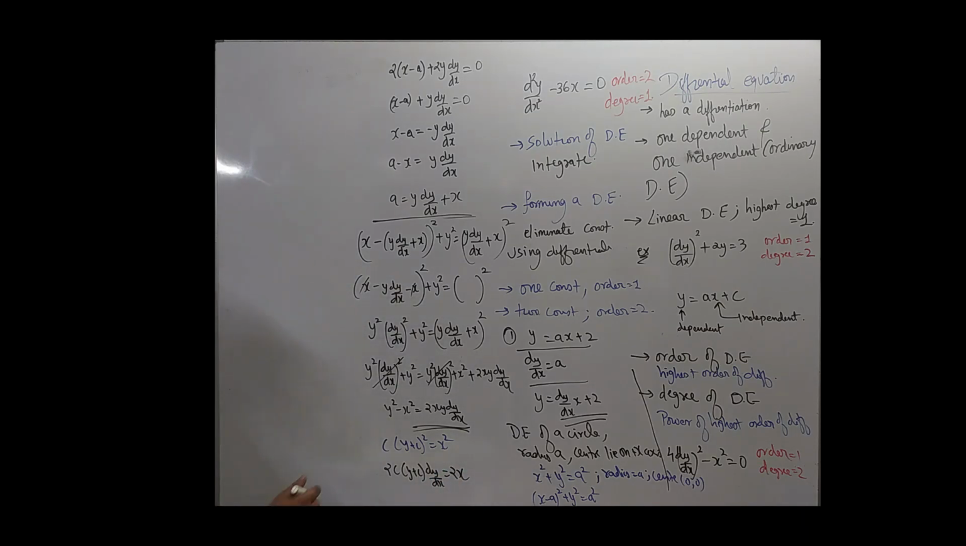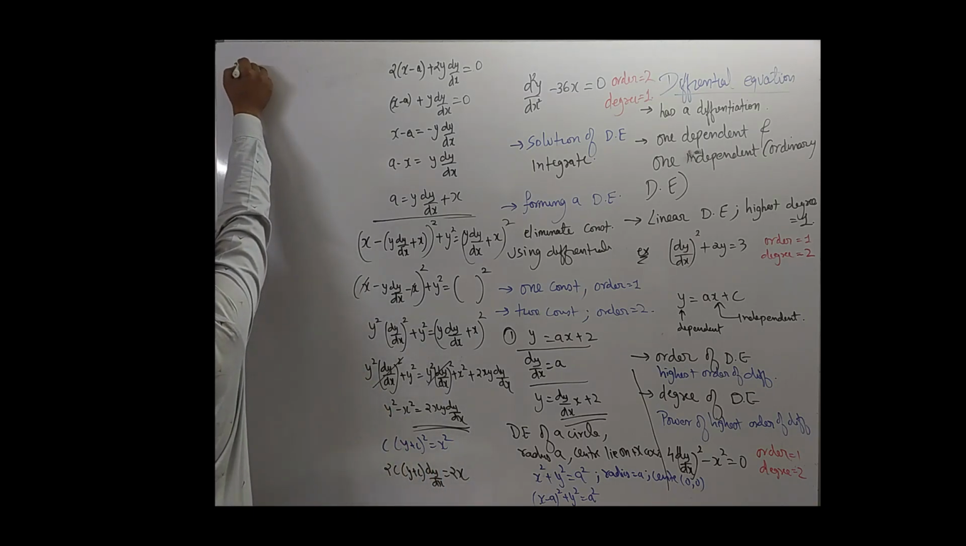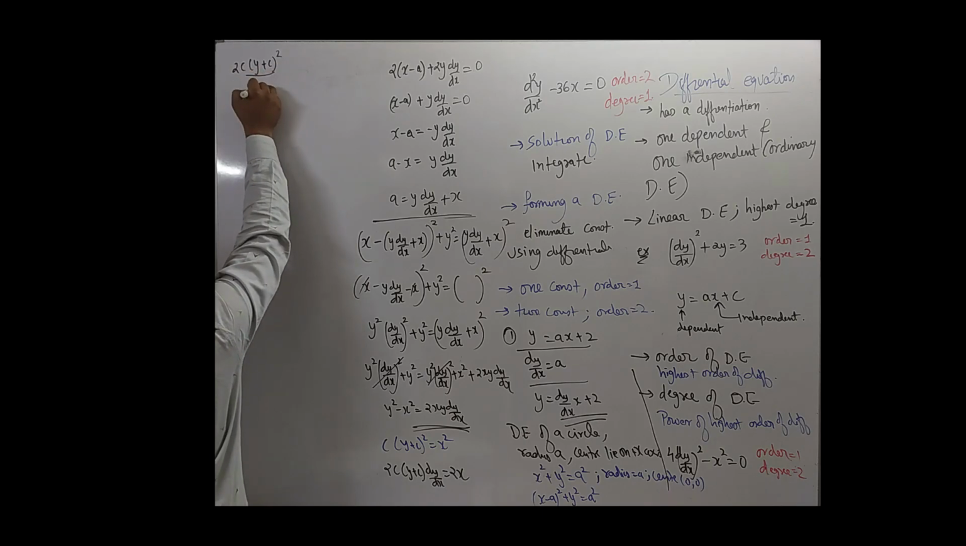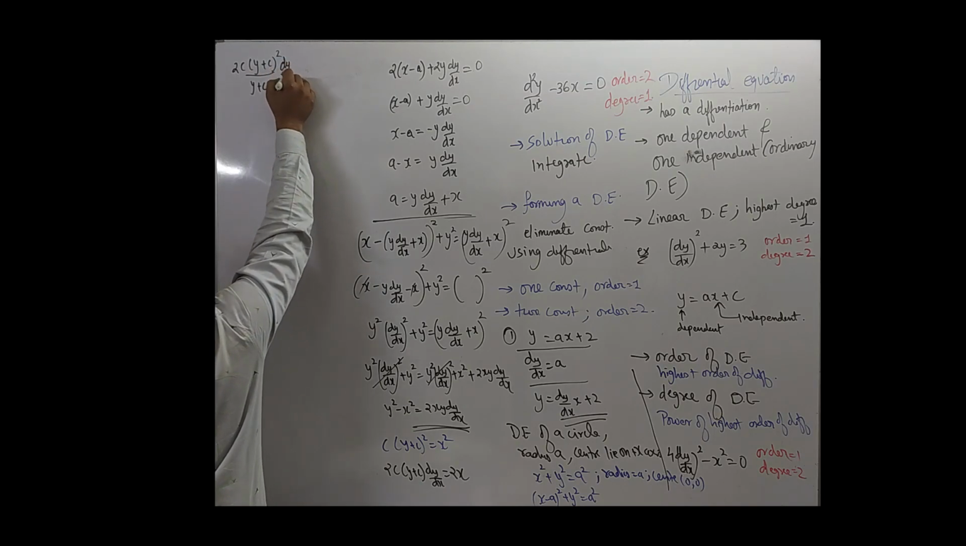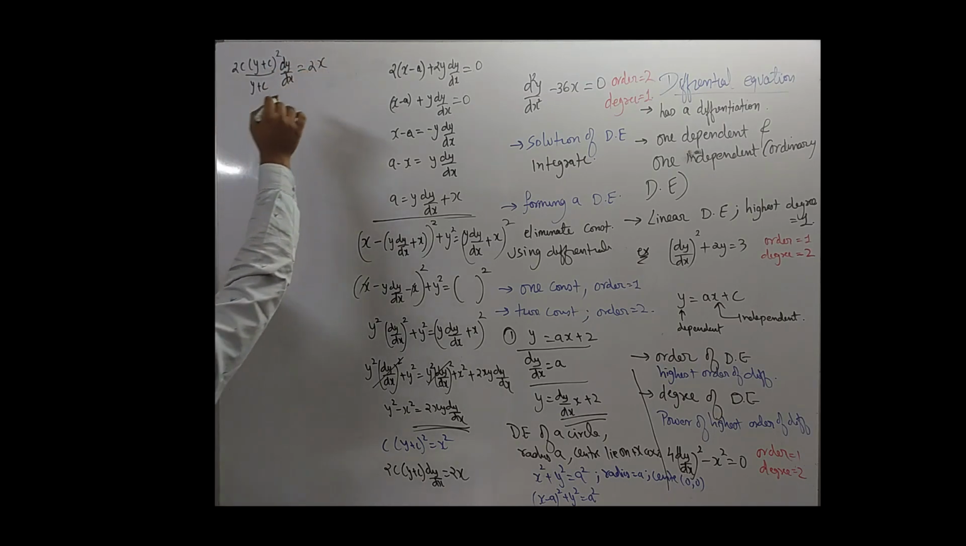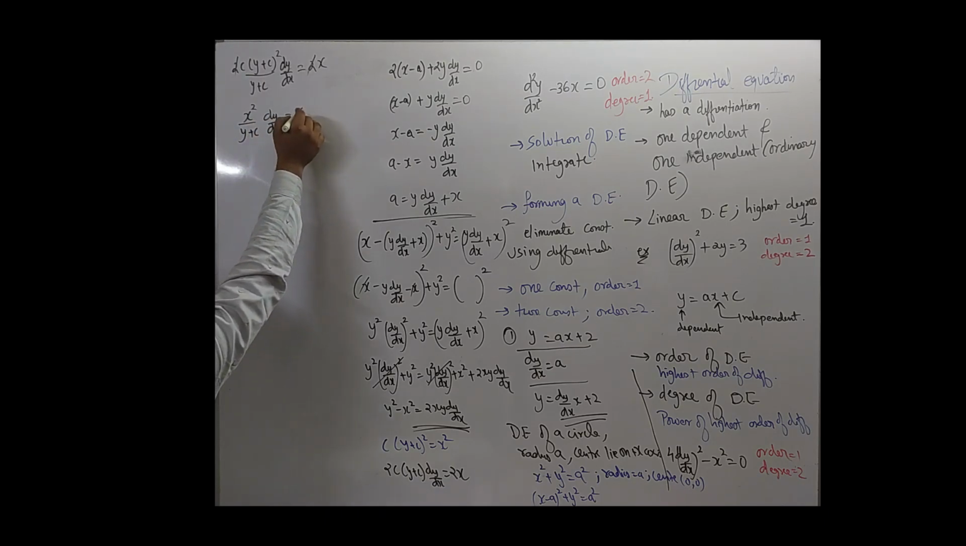Then I multiply and divide by (y + c), because I want to eliminate the constant somehow. You can use your own methods; I'll use my own. So the equation will become 2c(y + c)² dy/dx divided by (y + c) is equal to 2x. The 2 gets cancelled from both sides. So we can see here c(y + c)² in the numerator, which can be rewritten as x². So x²/(y + c) dy/dx = x.